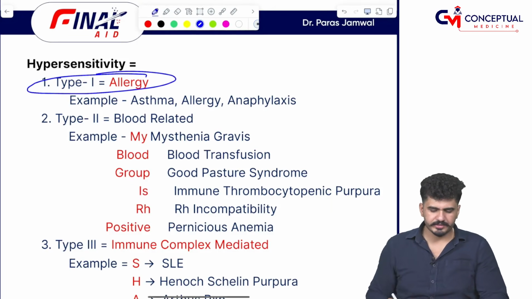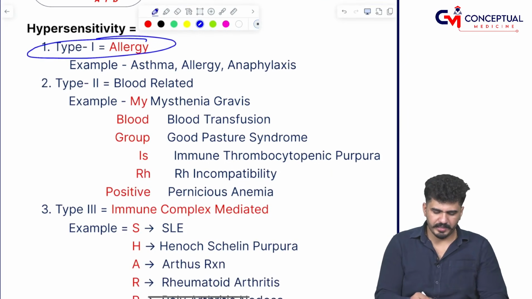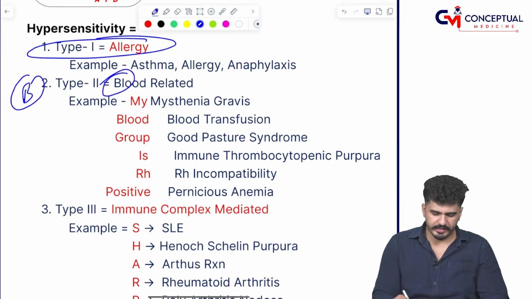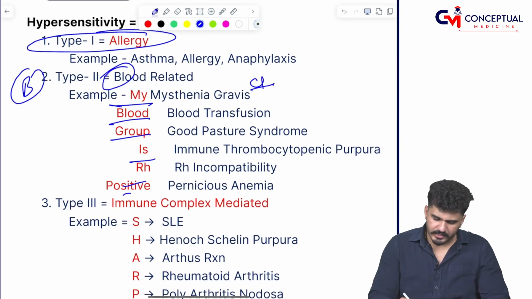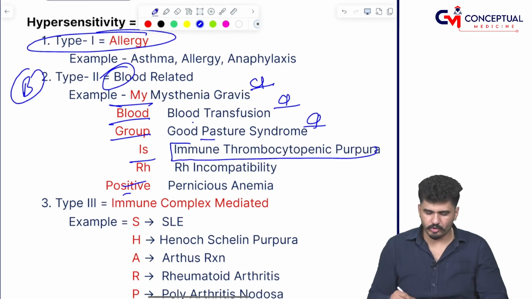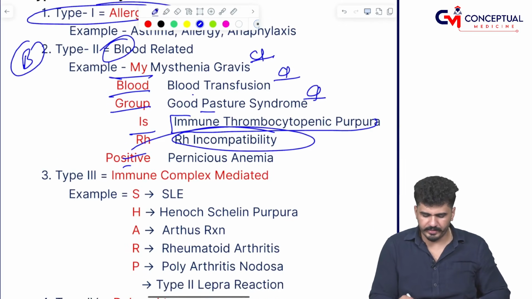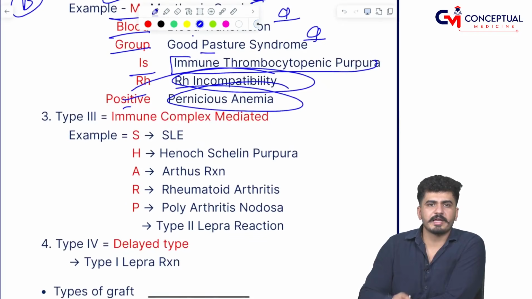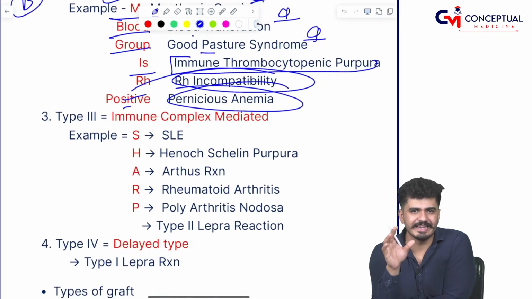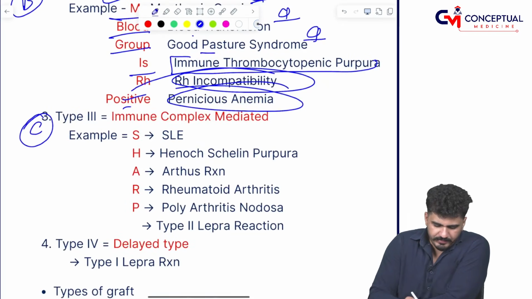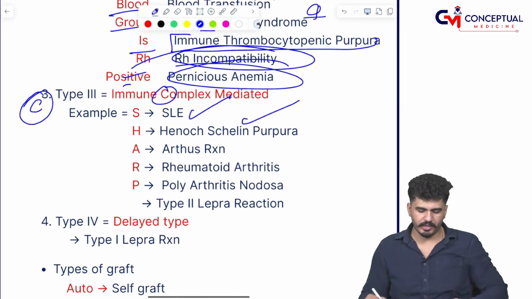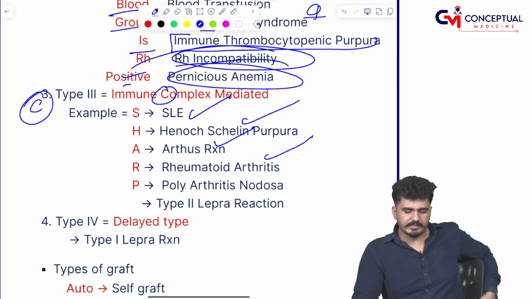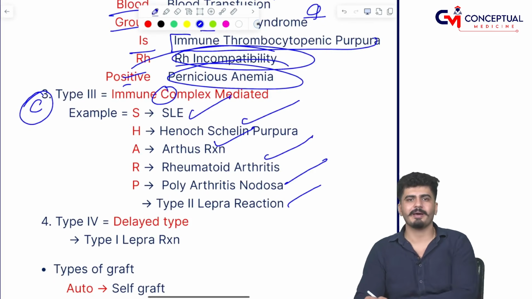Coming on to the types of hypersensitivities, my dear friends. Type 1 is for allergy, like asthma. Type 2 is B, alphabet B, that is blood related. That is, my blood group is Rh positive. Examples: myasthenia gravis, blood transfusion reaction, Goodpasture syndrome, immune thrombocytopenic purpura, Rh incompatibility and pernicious anemia. Then type 3 is immune complex mediated, that is alphabet C is coming right here. Examples: SLE, Henoch-Schönlein purpura, Arthus reaction, rheumatoid arthritis, polyarteritis nodosa and type 2 lepra reaction.